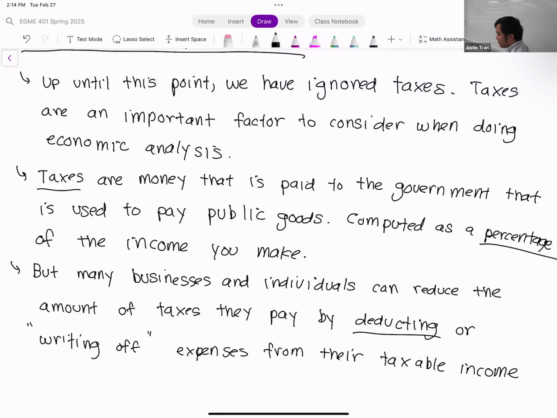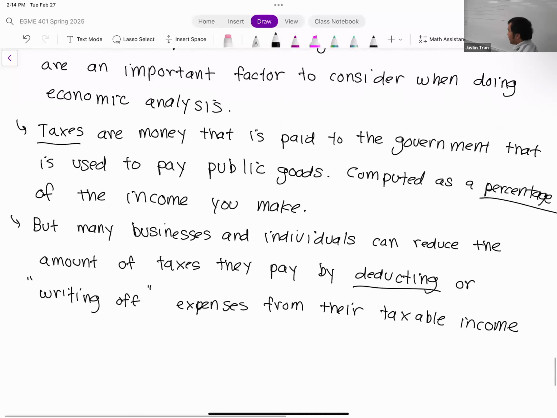And at the end of the day, it kind of just becomes a game. How you play the deduction game, the write-off game, some companies that are very skilled at this can avoid paying a lot of taxes. And it's kind of essential to running an effective business. So that's the direction that we're going to go.